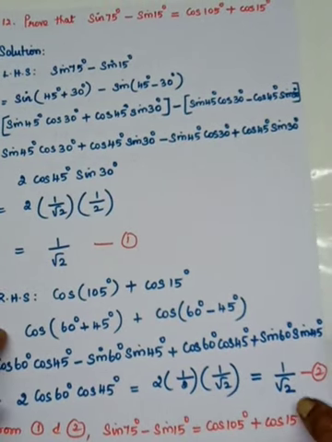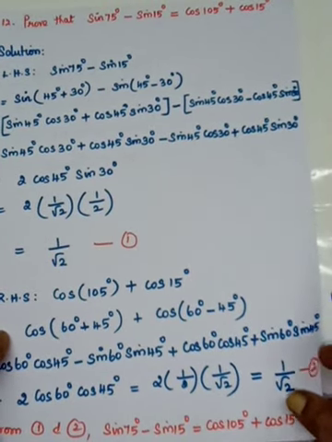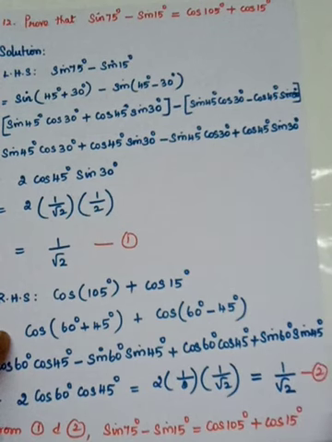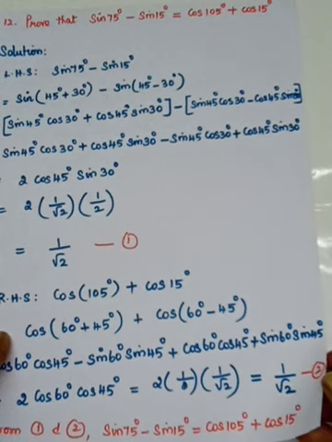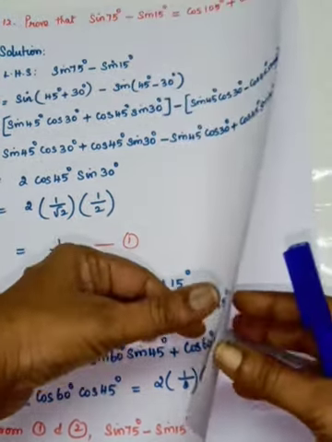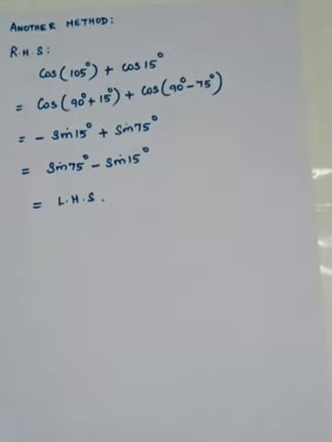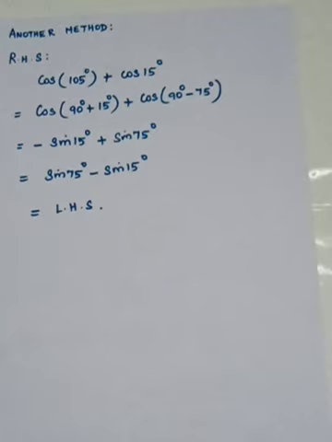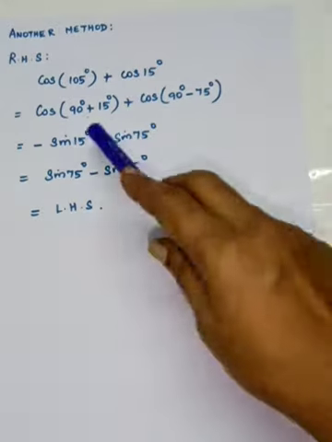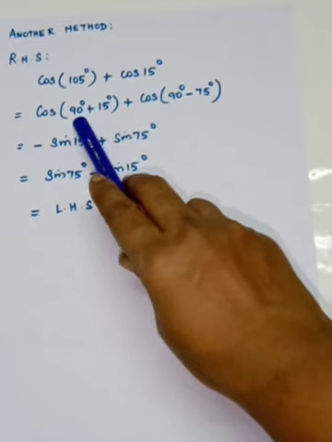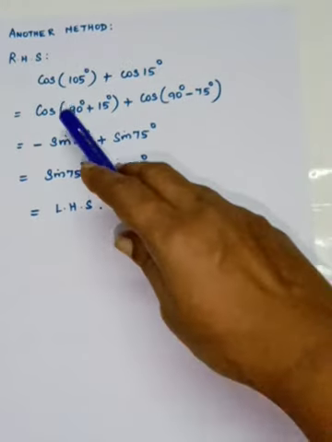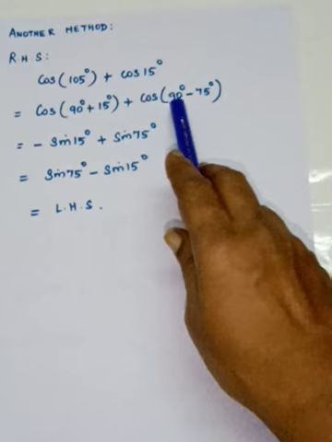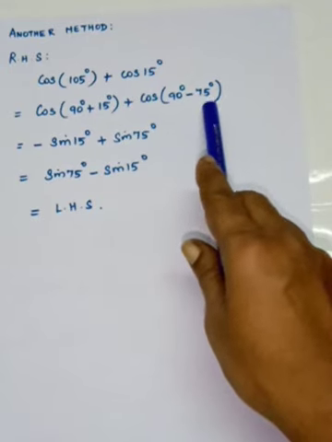Sin 75 degree minus sin 15 degree is equal to cos 105 degree plus cos 15 degree. There is another method to solve this problem. You take the right hand side. What is given? Cos 105 degree plus cos 15 degree. This 105 degree I have written in terms of 90, so 90 plus 15 degree, and here 90 minus 75 degree.